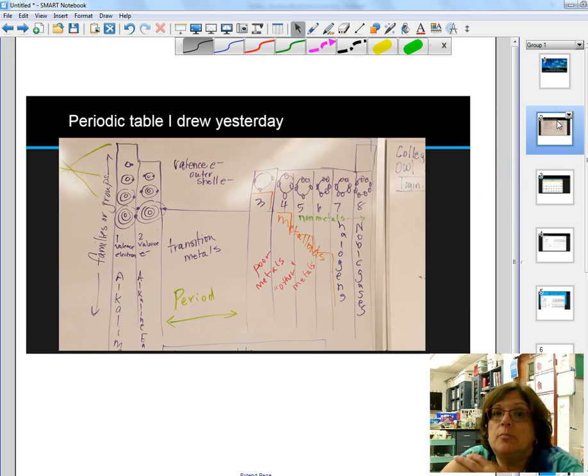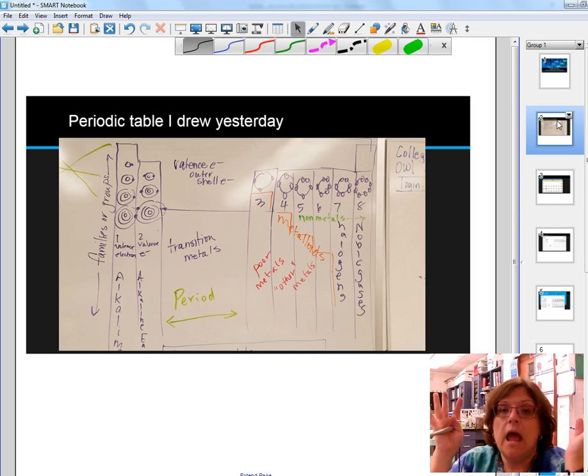I put this picture up yesterday, and we talked about the different families having different numbers of outer shell electrons. The noble gas family has 8 outer shell electrons. It is full. As Matthew said, it is fat and happy. Okay, everybody else wants to be happy. I refer to this as happy atoms. So everybody else wants to be a happy atom, and they do that by giving and taking electrons.